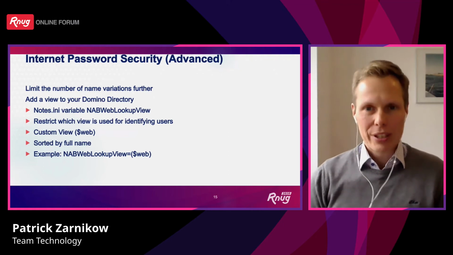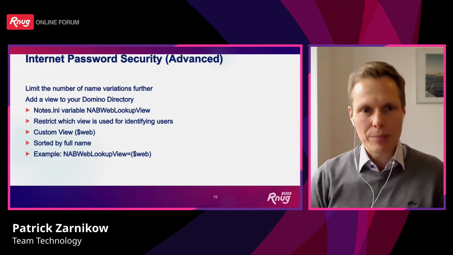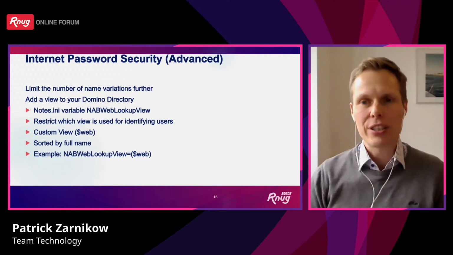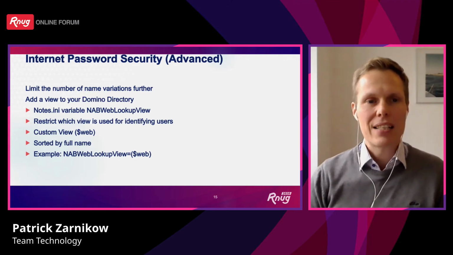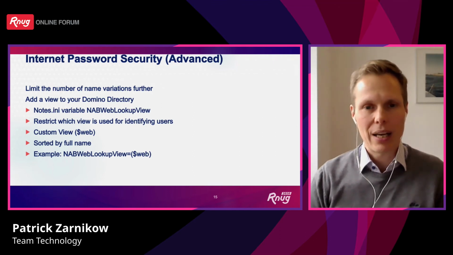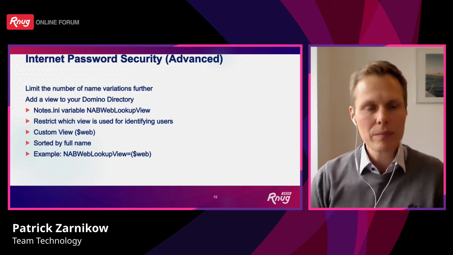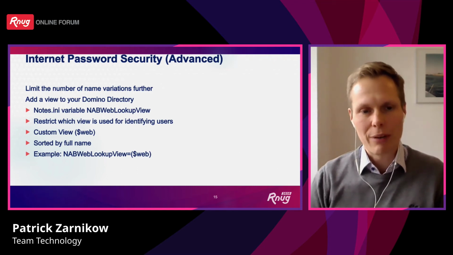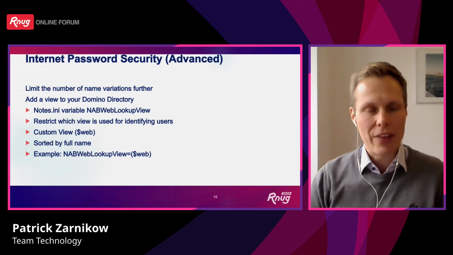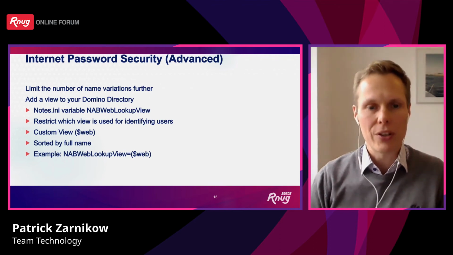If you want to make your Domino server even more secure, you can limit the number of name variations even further. For that, you need to add a view to your Domino directory and use a notes.ini variable to make this active. You just create a view that restricts which view is used for identifying users in the notes.ini. For example, you can call it just $web in the Domino directory. You can sort this view just by full name, and then just include the full name in this view, and then the users can only log in using the full name.